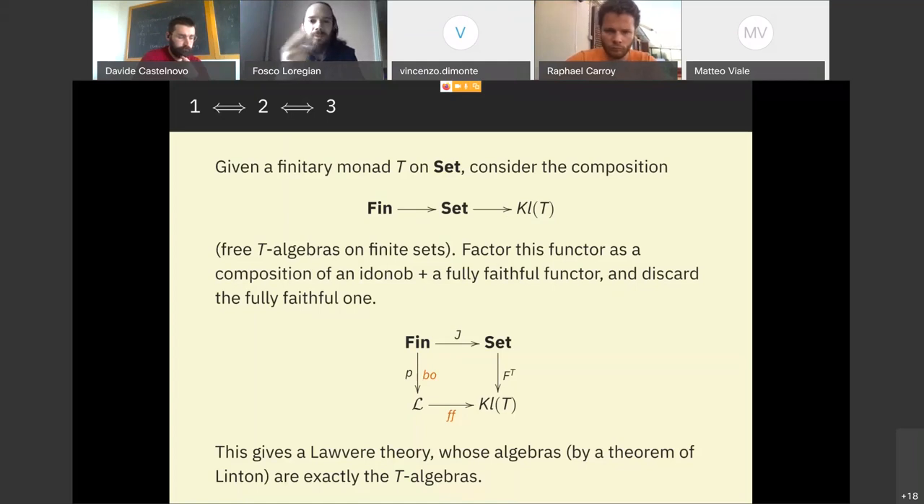And you can show, it's quite easy if they tell you the idea, but Linton didn't have anyone telling him, that these two correspondences are mutually inverse. So we did it.